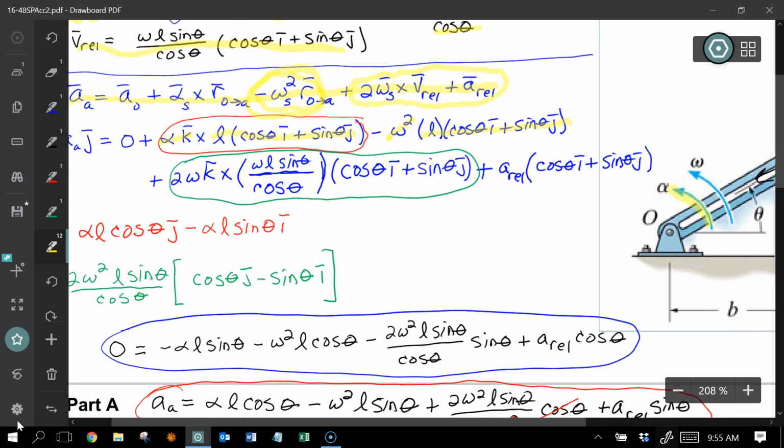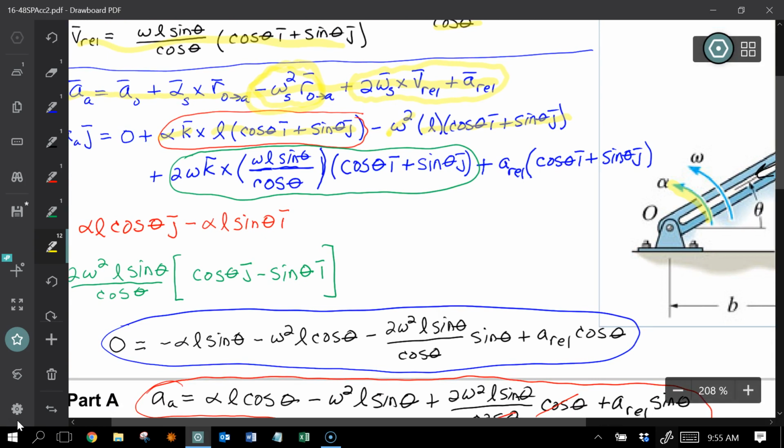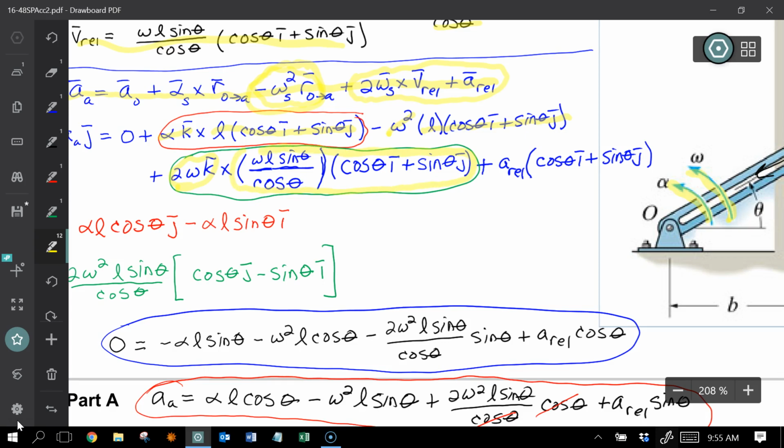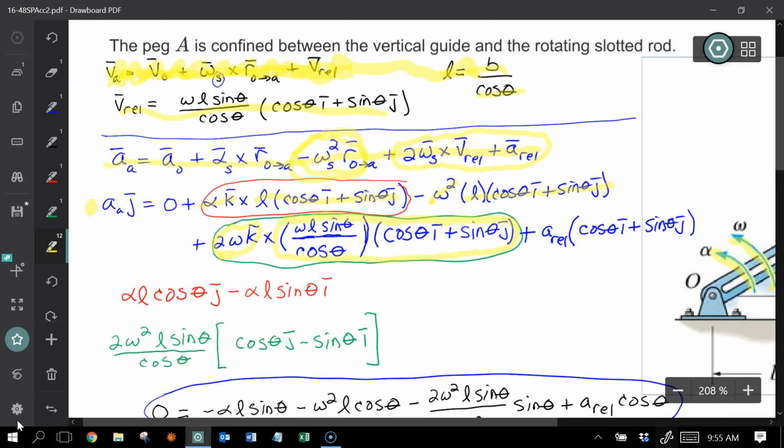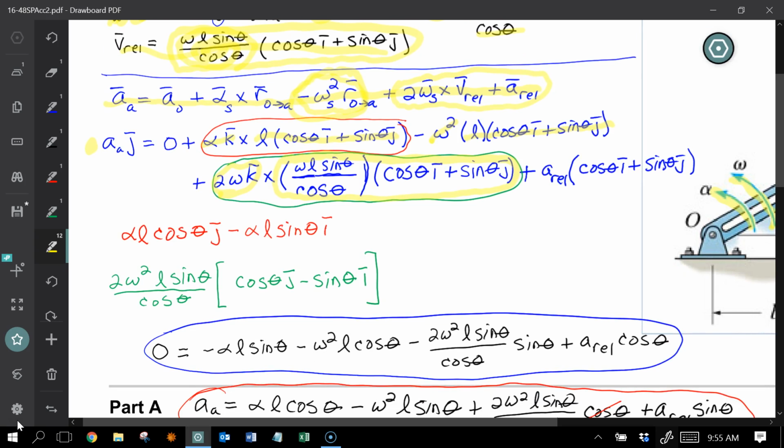And then the next one is 2 omega. So it's positive omega k because the omega is in the counterclockwise direction, just like it was before. This term right here is the relative velocity that I got from before. So here was the vrel term, and this was vrel is what I called it, and then it had the direction that was going out the slot. So anyway, that's your vrel. You got that from the velocity term.